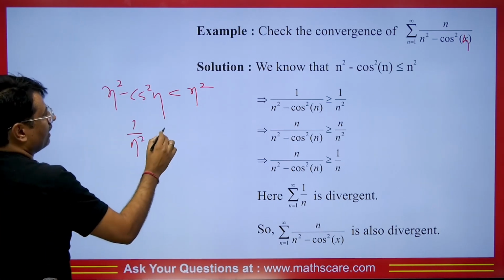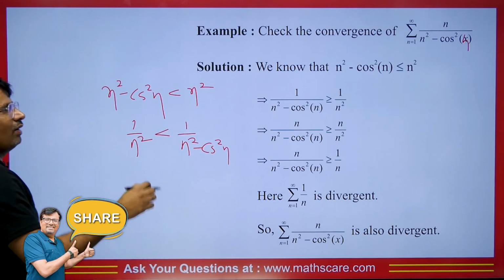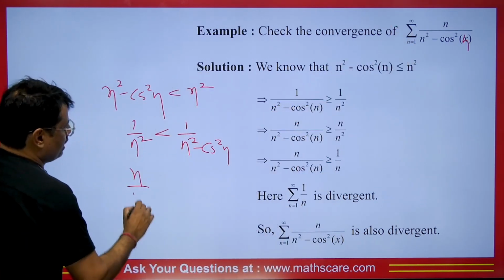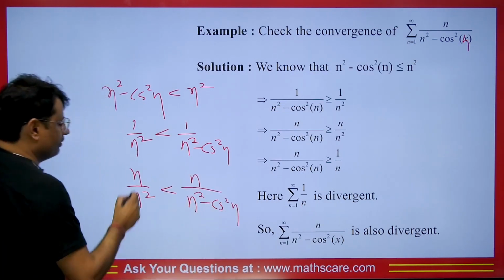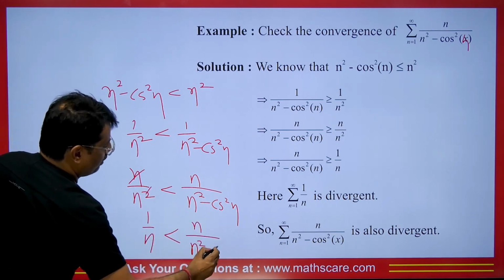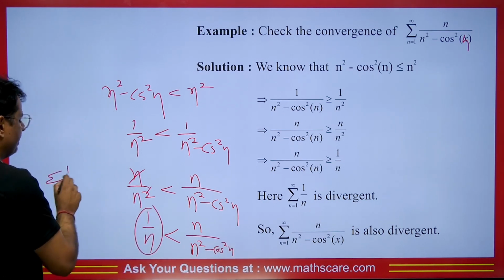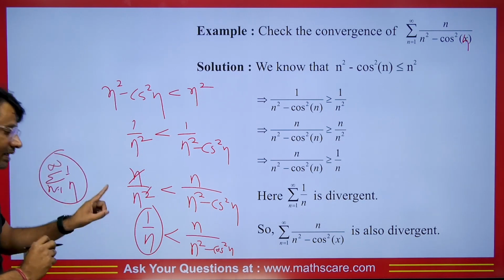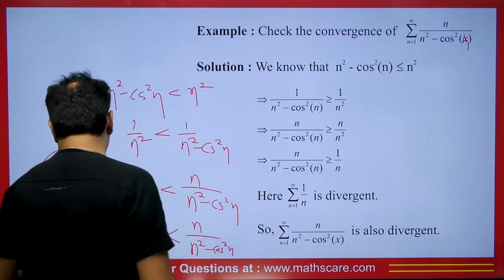So this will become 1 upon n square and this will be 1 upon n square minus cos square n. Now students, we will multiply both the sides with n, and when you multiply it, this will become summation n upon n square minus cos square n. So now you see here n cancels n. So 1 upon n will be n upon n square minus cos square n. And we know that this series 1 upon n, n equal to 1 to infinity, is divergent by the P series test. If this one is divergent, then the bigger one by default will be divergent. So you can understand this easily here.